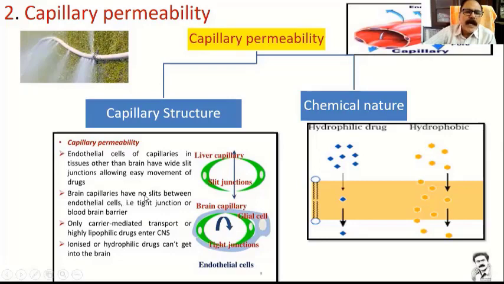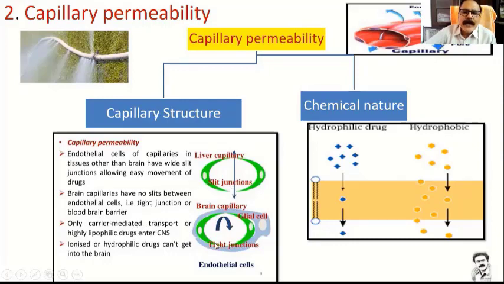But brain capillaries have no slit between endothelial cells. Tight junctions are the blood-brain barrier. This is an important point. When you come to the brain, I told you just now, the brain will not allow everything. Flow is there in the body and brain. When it comes to the brain, it is having a tight junction. That means there are no slits in this. When there is no slit, the drug will not come out. It will be in the pipe only.